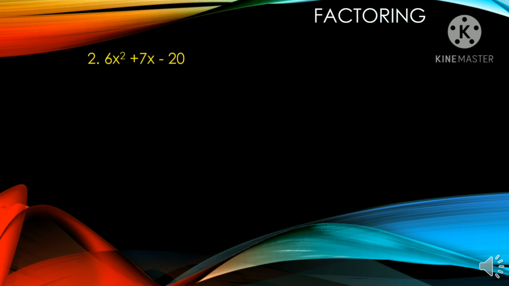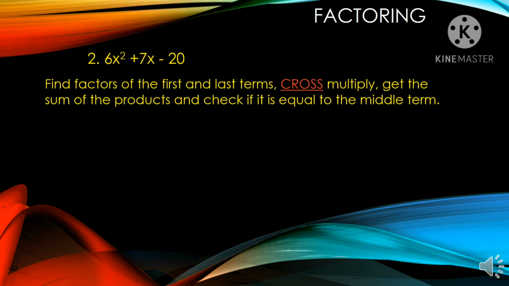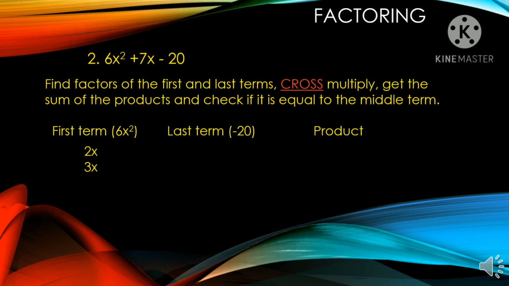Number 2, 6x squared plus 7x minus 20. Again, find factors of the first and last terms, cross multiply, get the sum of the products, and check if the sum is equal to the middle term. What is the first term? 6x squared. Last term, negative 20. Okay. Factors of 6x squared, 2x and 3x. How about the last term, negative 20? Pwedeng negative 20 at saka 1, pwedeng negative 1 at saka 20, pwedeng negative 4 at saka 5. Okay, so here we get the pair 5 and negative 4.